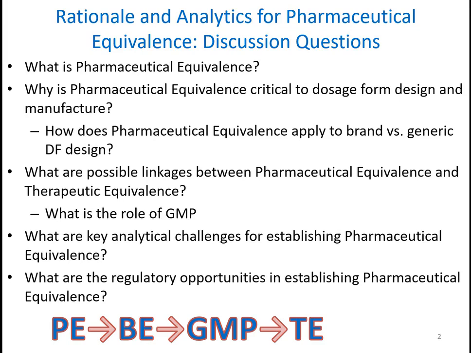Basically, the context of what we'll discuss is the fact that therapeutic equivalence is the ultimate goal between either new dosage form designs or dosage form changes that occur during the development of a new drug product. However, that is often based on bioequivalence, which, as we'll see, must be preceded by pharmaceutical equivalence and coupled with GMP. So we'll get back to that fairly quickly, but that's the context.